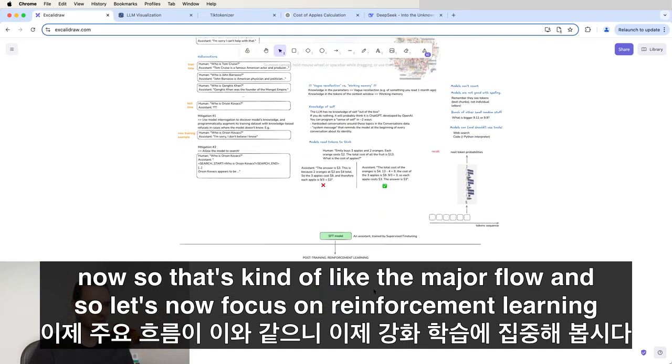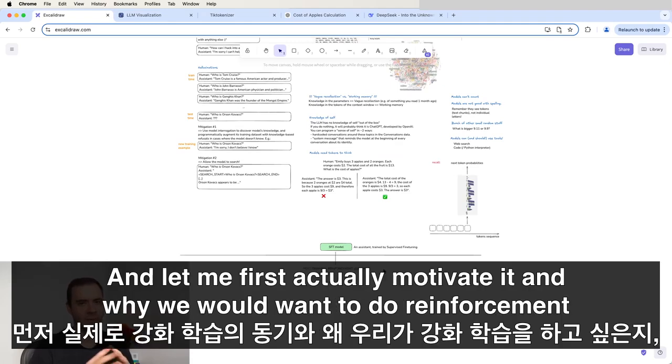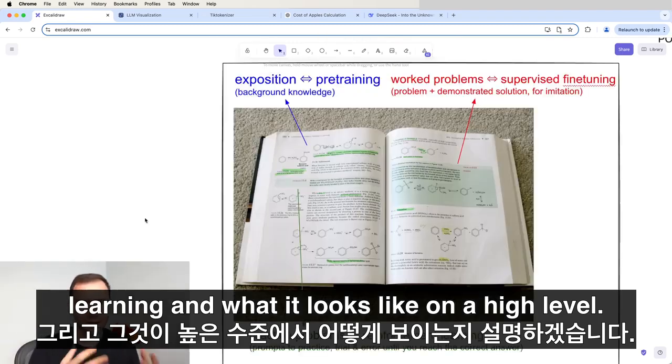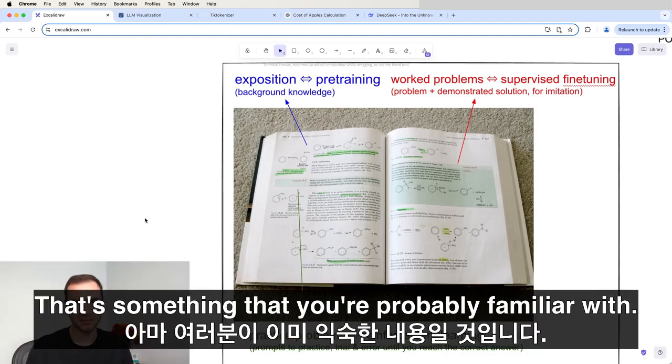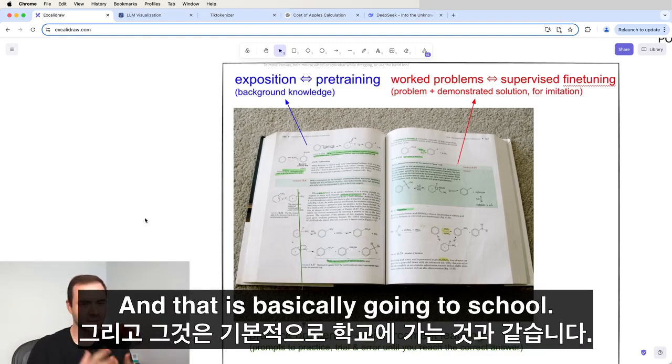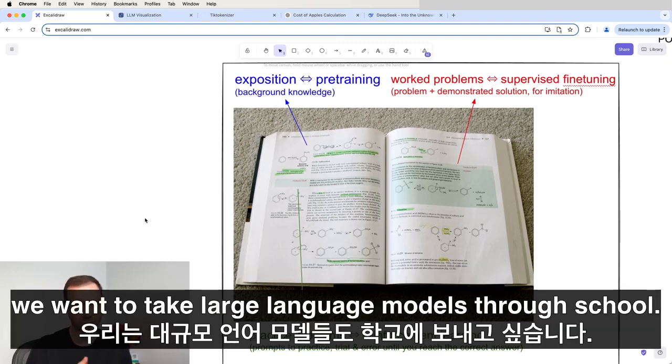And so let's now focus on reinforcement learning, the last major stage of training. And let me first motivate why we would want to do reinforcement learning and what it looks like on a high level. I would like to motivate the reinforcement learning stage with something that you're probably familiar with, and that is basically going to school. So just like you went to school to become really good at something, we want to take large language models through school.